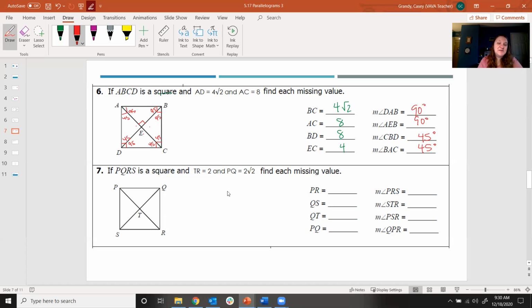I'd like you to try number 7. TR is 2, PQ is 2 root 2, and you can use that information to fill in all of the other sides and pieces of diagonals, and then use what you know about a rectangle and a rhombus to fill in the missing angles. So try that now.